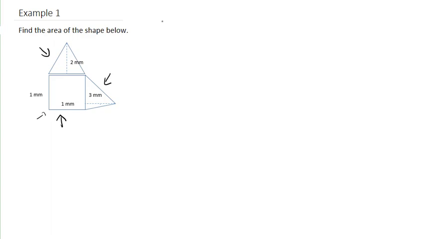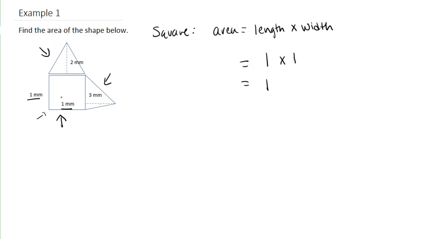And so we remember that the square, or parallelogram, has an area which is equal to length times the width. So when we plug that in, we get 1 times 1. So 1 times 1, which is just equal to 1. And this is millimeters squared. We'll box it so we know that we need to add it at the very end.